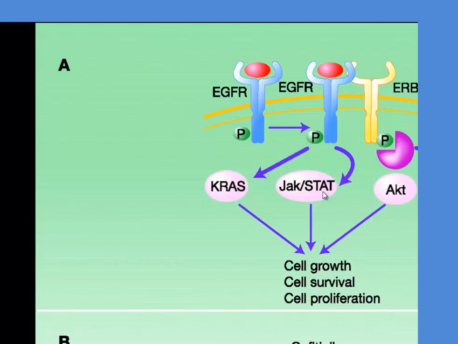Various proteins, they have all to be phosphorylated to get you cell growth, cell survival, and cell proliferation. A mutation that takes place at the site will lead to overproduction of those cells.